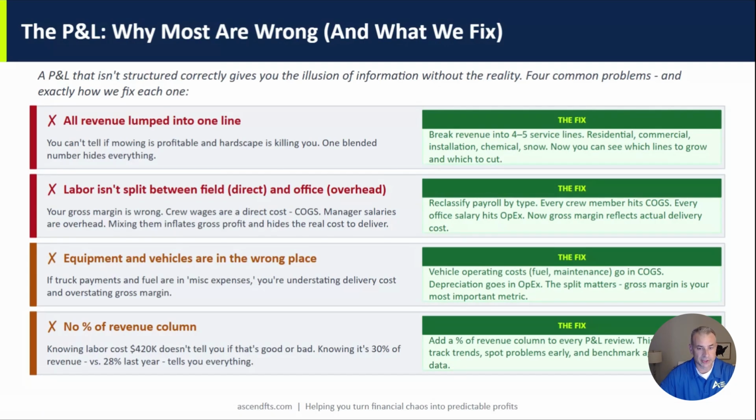And then percent of revenue is a very important item on the P&L. Breaking down each line item and knowing what percent of your revenue it is would definitely allow you to flag areas where maybe a cost is going up as a percent of revenue, and so it's essentially costing you more money than it had last year.